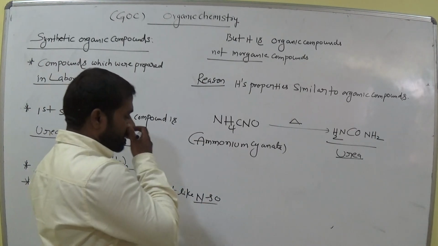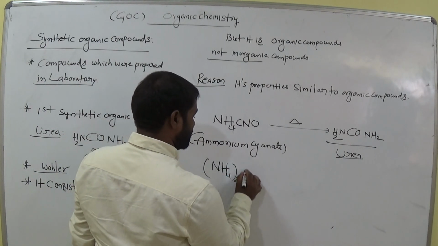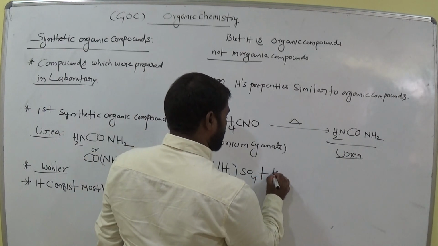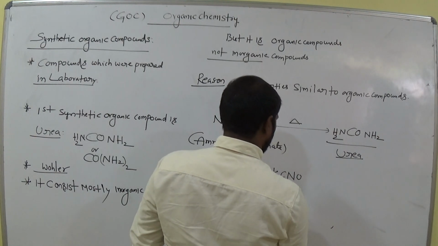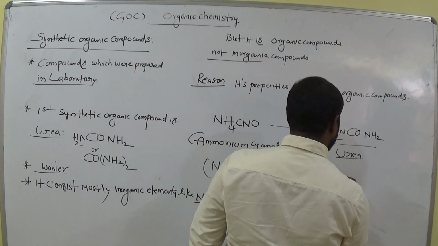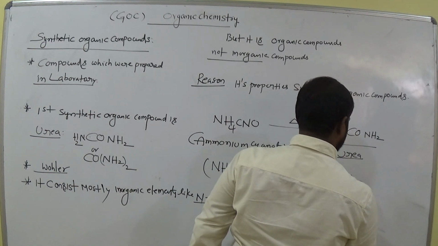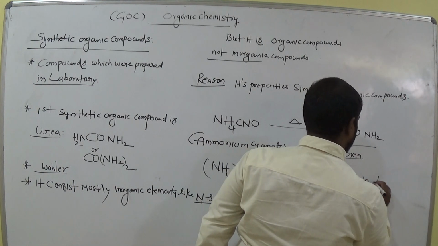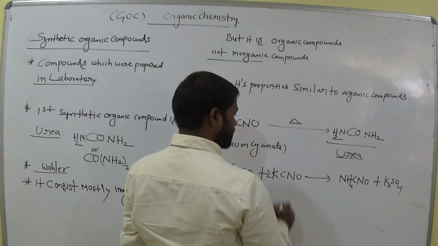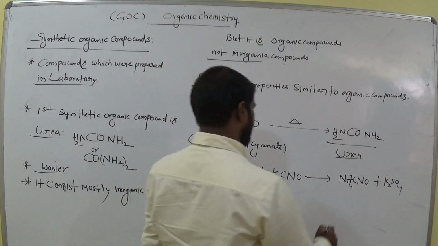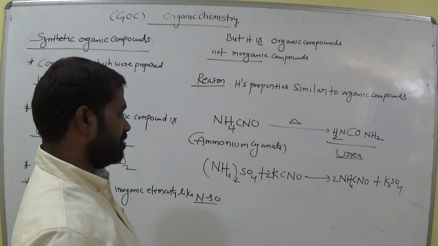Is it clear? And we can also prepare it using ammonium sulfate reacting with potassium cyanate. It gives ammonium cyanate and potassium sulfate. Balance the equation once.